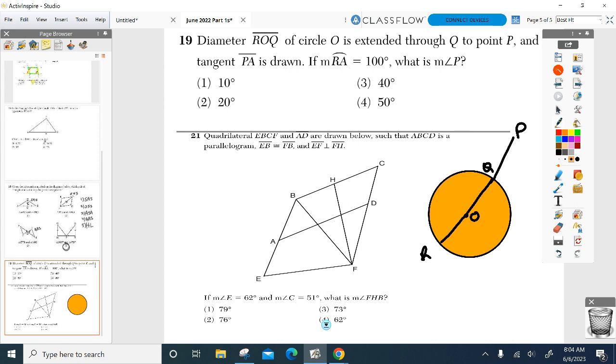That's awful, sorry. Come on, you're better than that. Extend it to point P, and PA is tangent. Only hits the circle. Tangent only hits the circle in one spot, right? So PA. Arc RA measures 100 degrees. What's angle P?